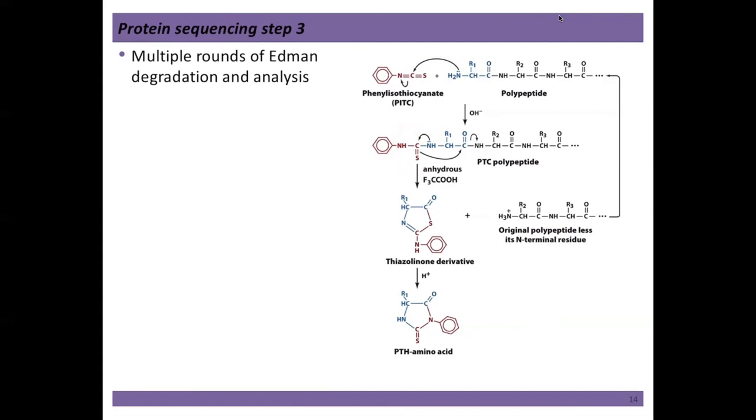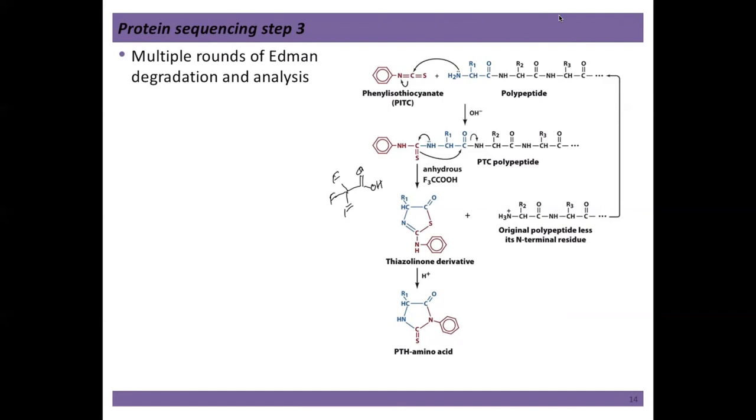And so you can see in blue was the N-terminus of the amino acid, and you can see the group that you've now added. So this is known as a PTC polypeptide. Now, if you treat it with anhydrous trifluoroacetic acid, it's a fairly strong acid. So it's acetic acid that has 3 fluorines here. Those 3 fluorines pull away and make that acetic acid much more acidic than just regular acetic acid.